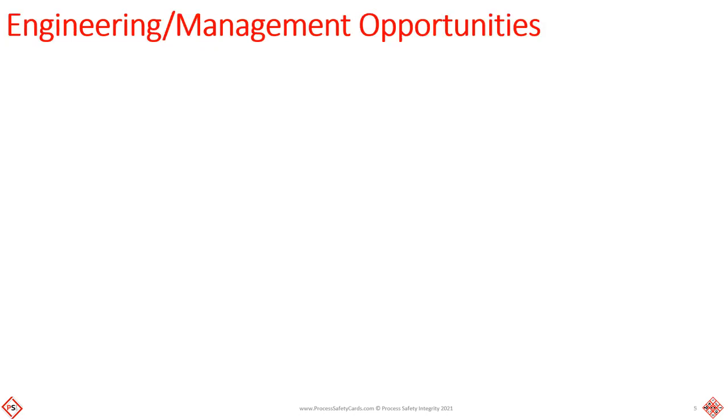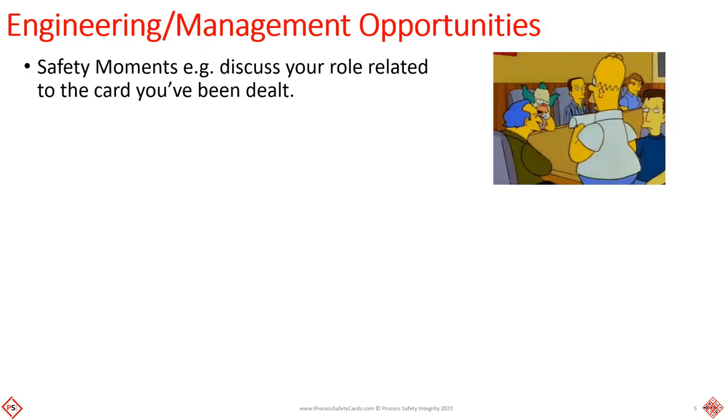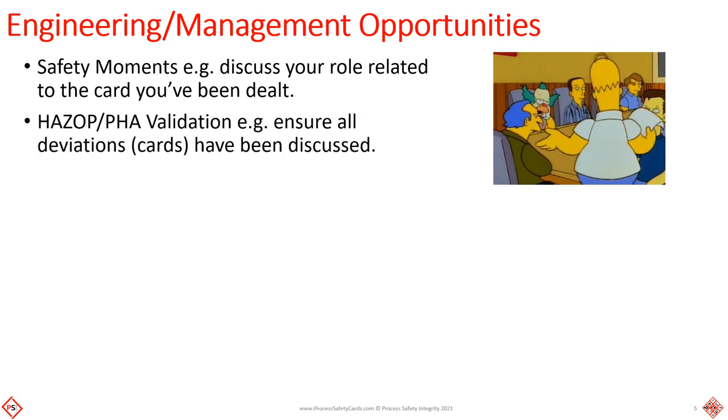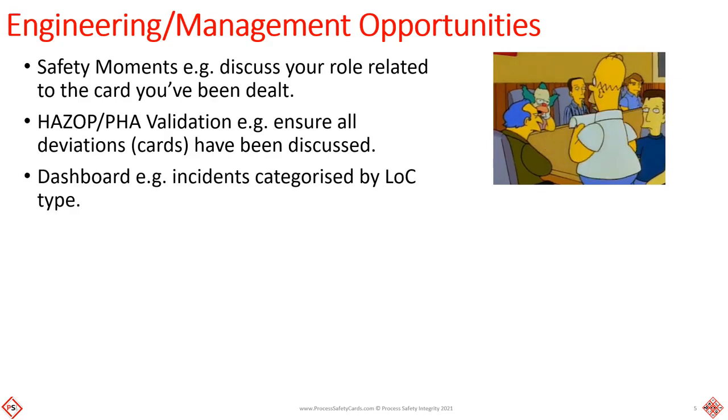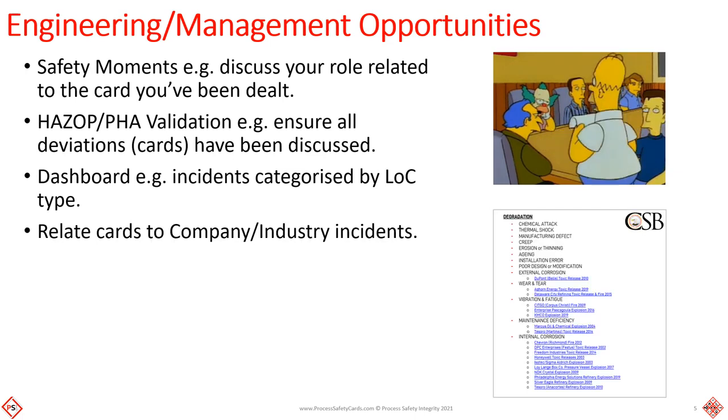Engineering or management opportunities. Safety moments. For example, discuss your role related to the card you've been dealt. Process hazard analysis validation. For example, ensure all deviations or cards have been discussed. Performance dashboards. For example, incidents are categorized by loss of containment or card type. Relate cards to company or industry incidents. For example, relevant CSB investigations.